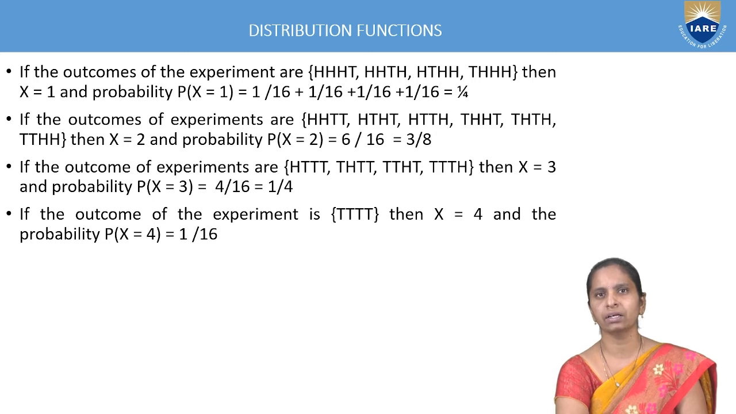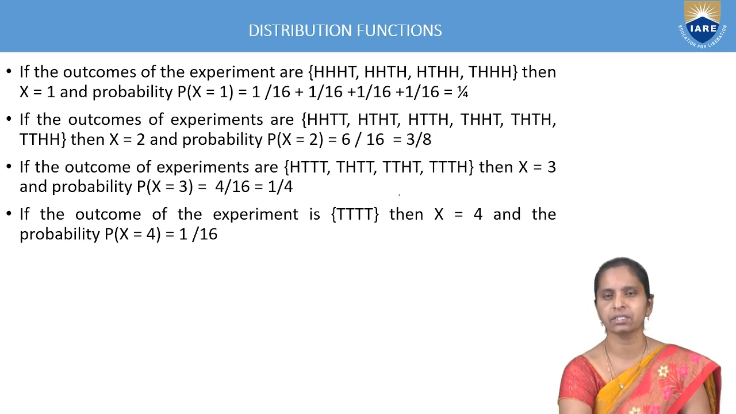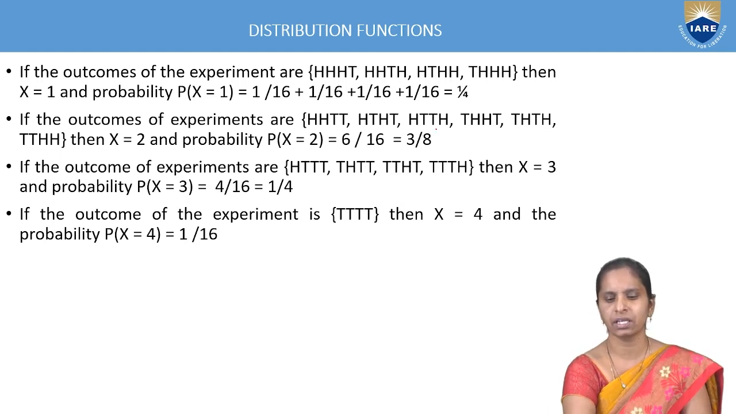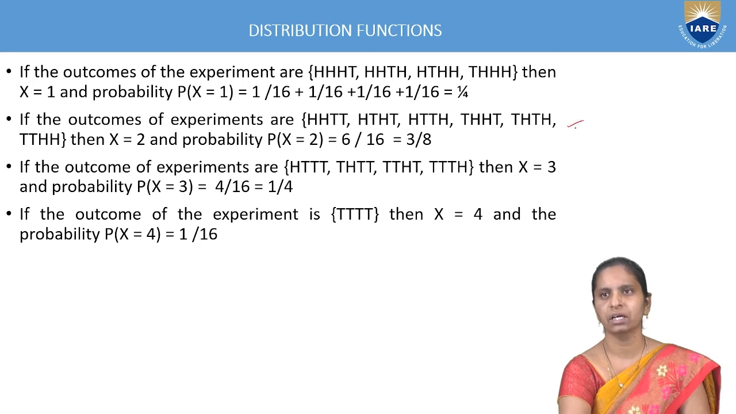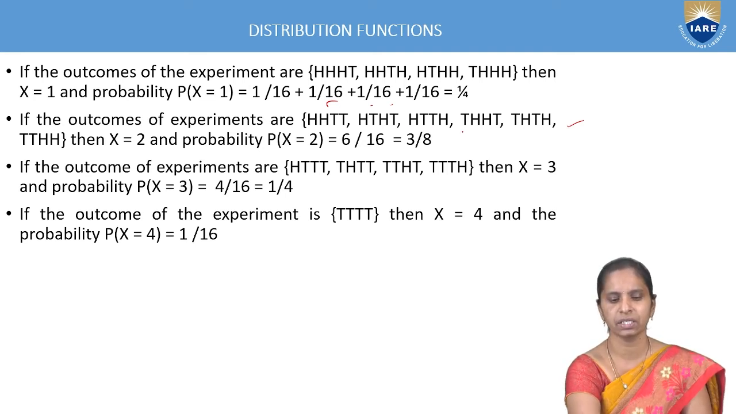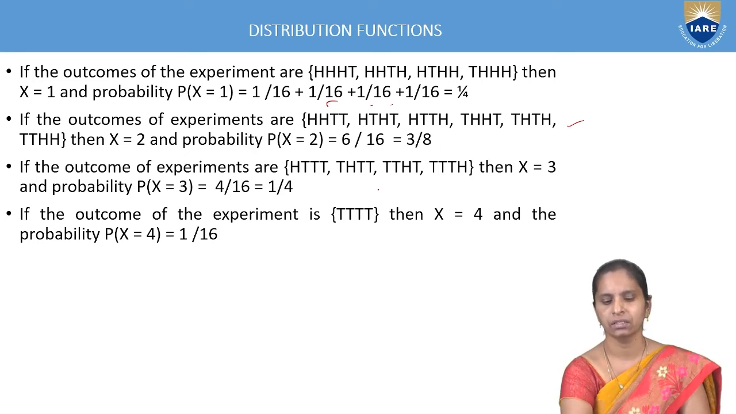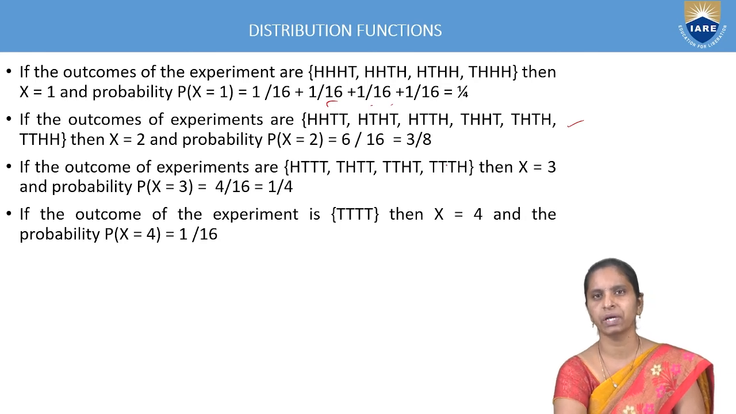Similarly, I can calculate the probability for x equals to 2. X equals to 2 is nothing but the probability that the number of tails is 2. So these are the possibilities where I'm getting 2 tails. How many favorable outcomes here? 1, 2, 3, 4, 5, 6. So what is my probability? Number of favorable outcomes by total number of possible outcomes, 16. So 6 by 16 equals 3 by 8.